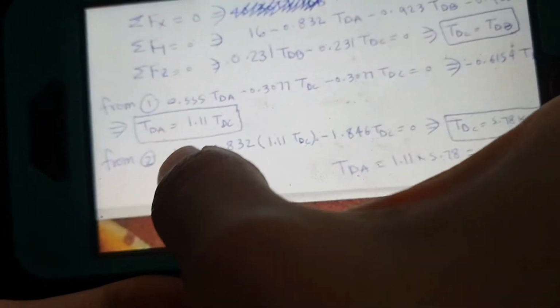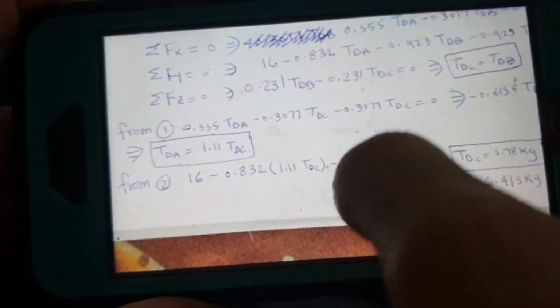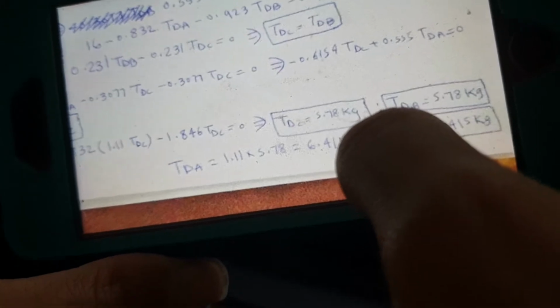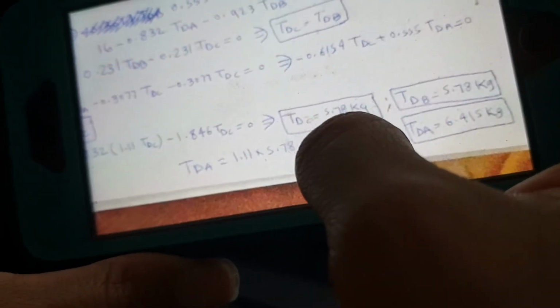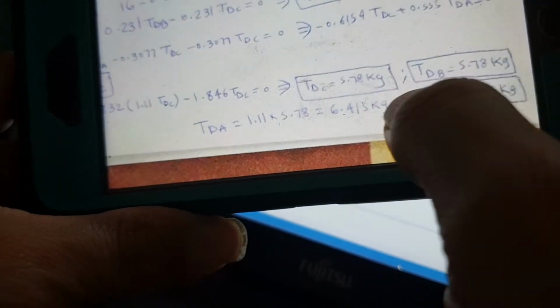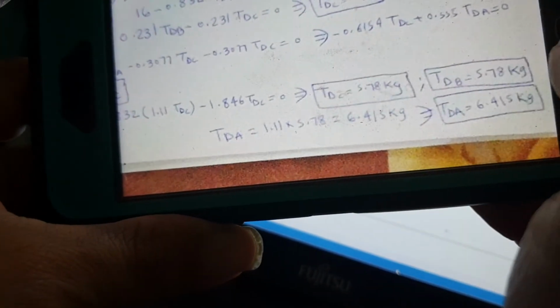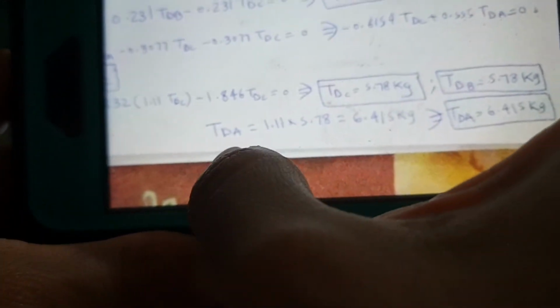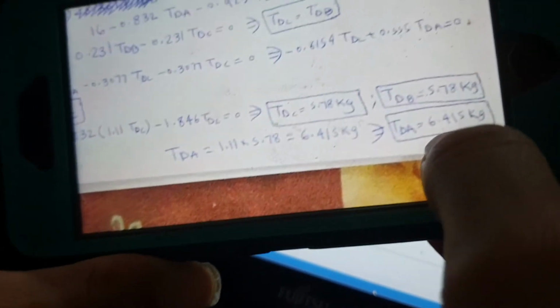And at the end, you go to equation 2, which is this one. You plug in the numbers, and you will get that TDC is equal to 5.78 kilograms. TDB is 5.78 kilograms because TDC and TDB were equal. And then you plug the number into this equation, you'll get that TDA is equal to 6.415 kilograms.